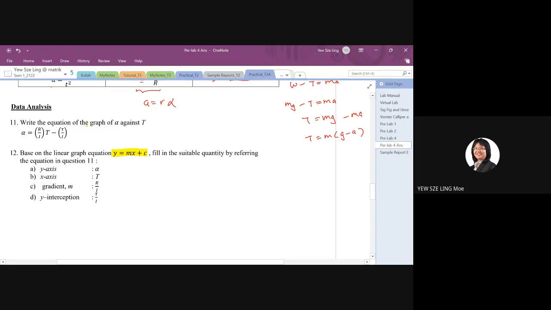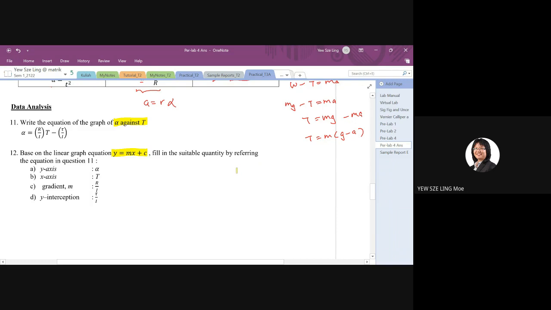So you search in the procedure to see what type of graph the question wants you to do. Obviously this one asks you to sketch a graph of alpha against t. Then you go through the theory and try to search for which equation contains alpha and t. Do you need to rearrange the equation or not?